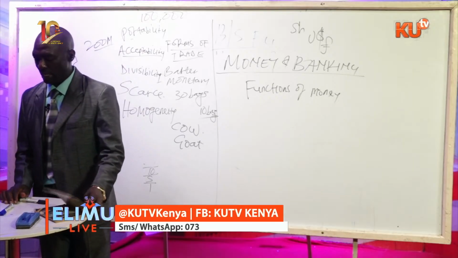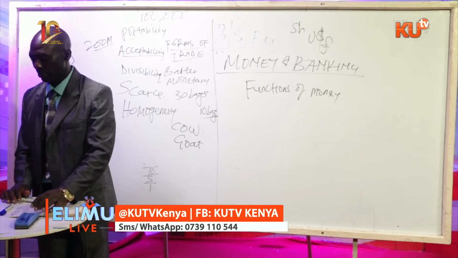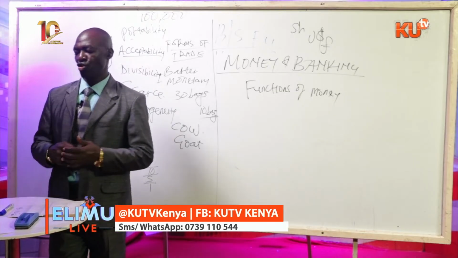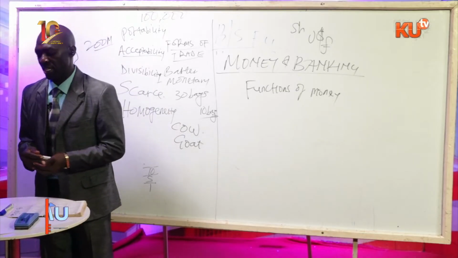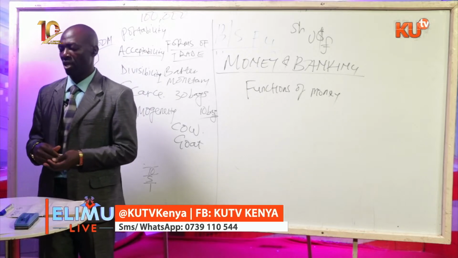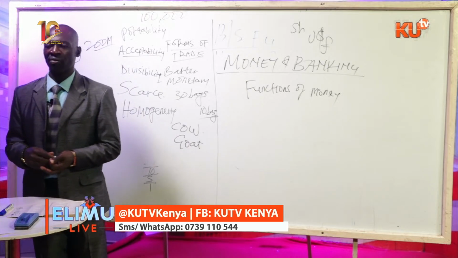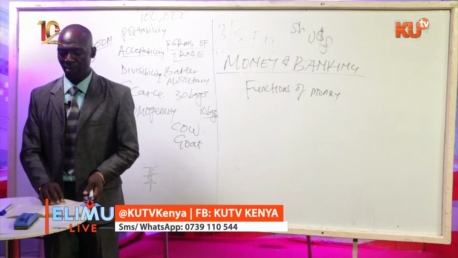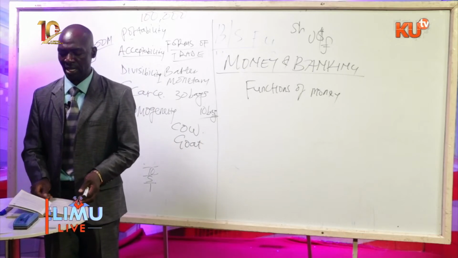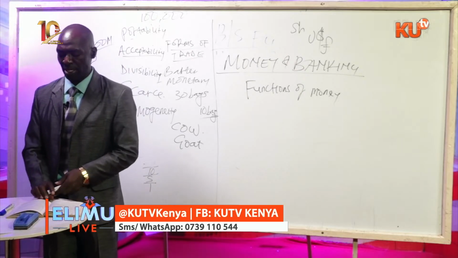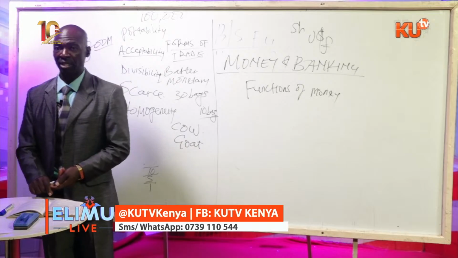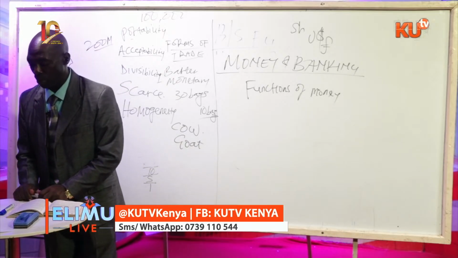Another characteristic of money here, we have said that it's a medium of exchange. We have said that it's a store of value. We have said it's a measure of value. We have said it's a standard deferred payment. Money is a standard deferred payment. So that is about money.